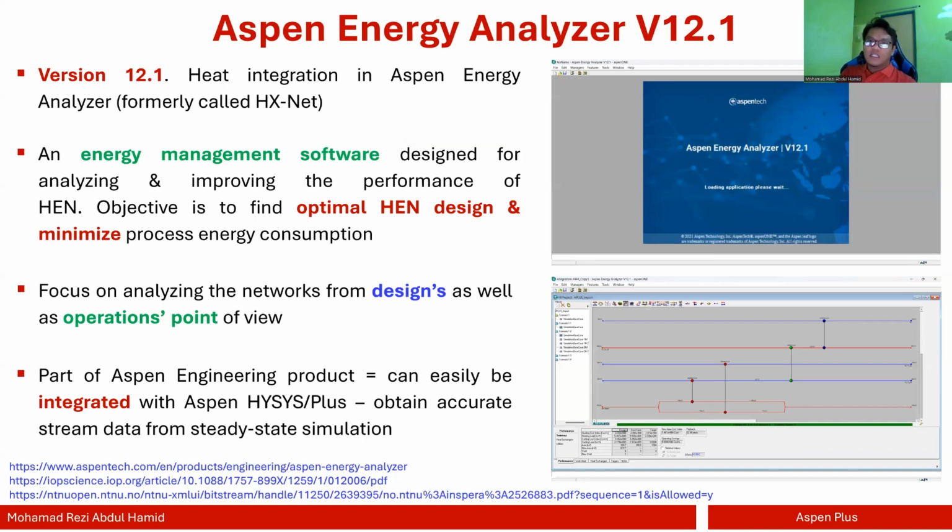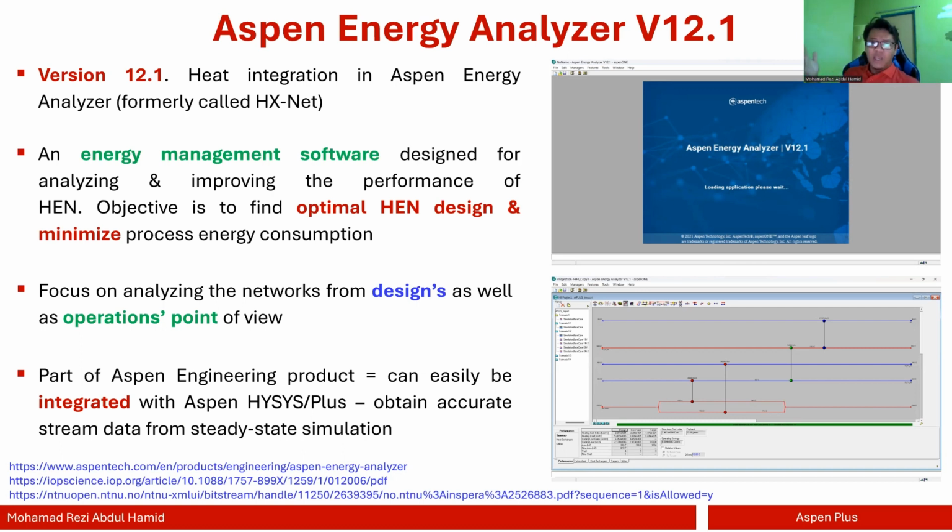As you can see here, this is the print screen of my Aspen Energy Analyzer. I'm using version 12.1. If you use a more recent version, they are not much different. In the figure below, you will see an example of a heat exchanger network with three streams, two cold streams and one hot stream, and then we have one cold utility stream as well as a hot utility stream. So you can do a lot of stuff. The figure pretty much shows you what the interface looks like, but we're going to explore that later.